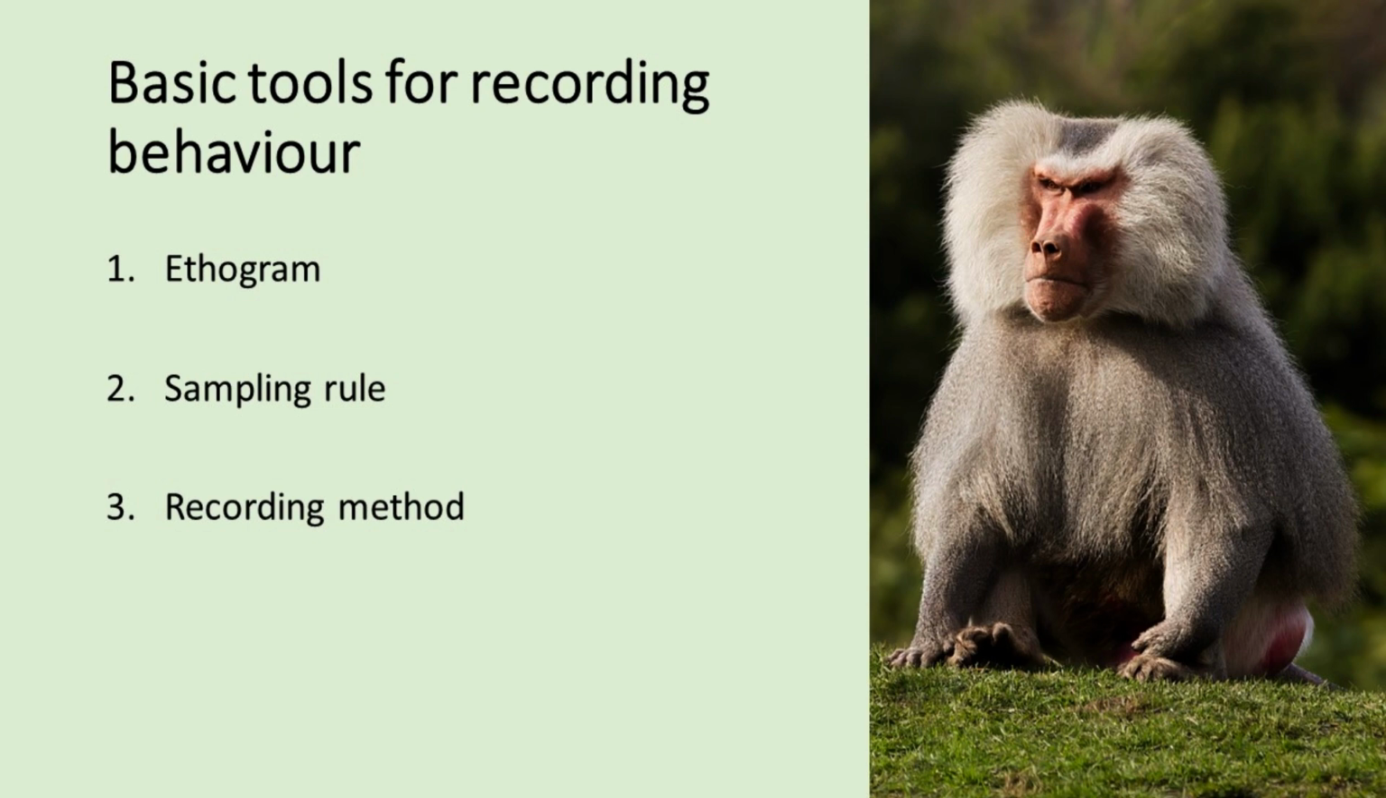What amount of time are you going to record behaviour at or on? Are you going to record continuously, making an exact record of everything the animal does? Or are you going to record at particular time intervals, and therefore you are going to record behaviour at specific time points throughout the course of your overall observation period? Ethograms, sampling rules, and recording methods are the three basic foundations for a good animal behaviour project.